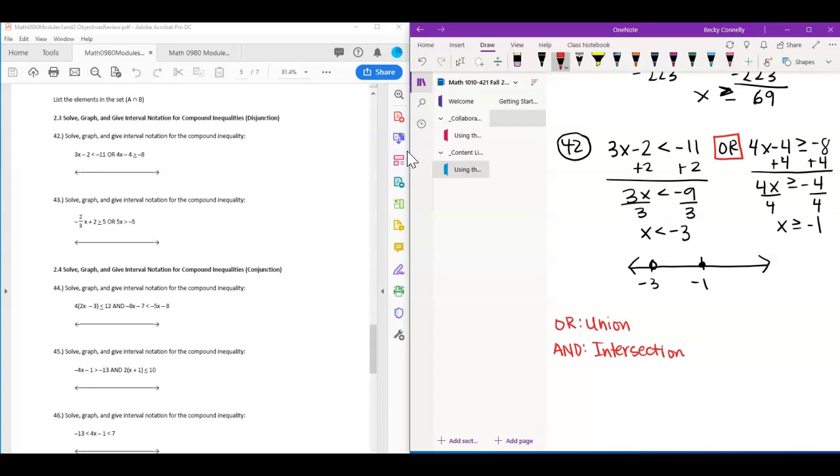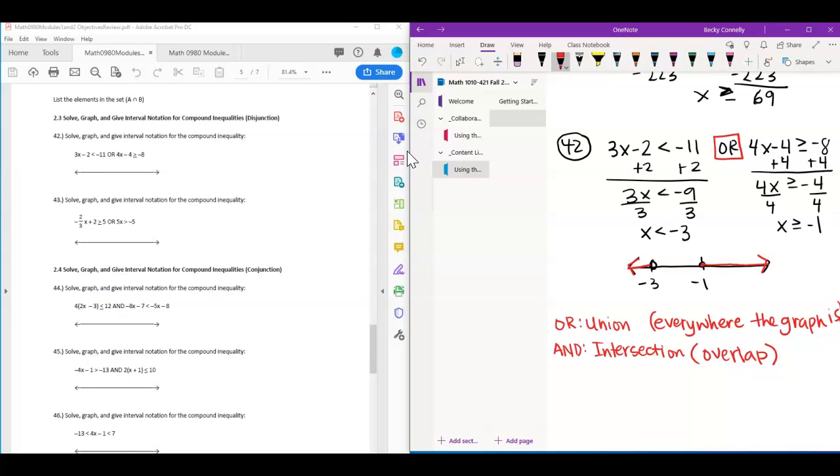Union basically means everywhere the graph is, so everything. And the intersection is just the overlap of the two graphs. On this one, I want the stuff that's less than negative 3, so it's going to be to the left of negative 3, but not including it. And then I also want the stuff that's greater than or equal to negative 1, so it is at negative 1 and everything to the right. So I've graphed my two graphs on there.